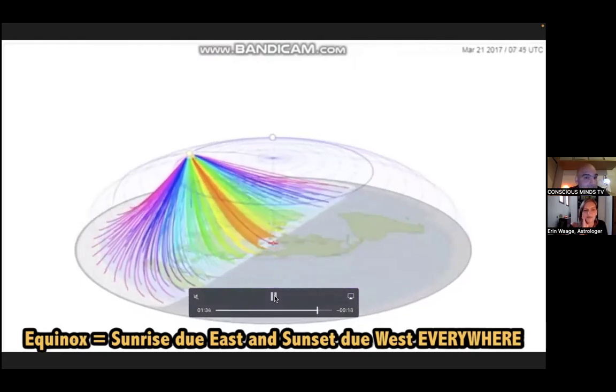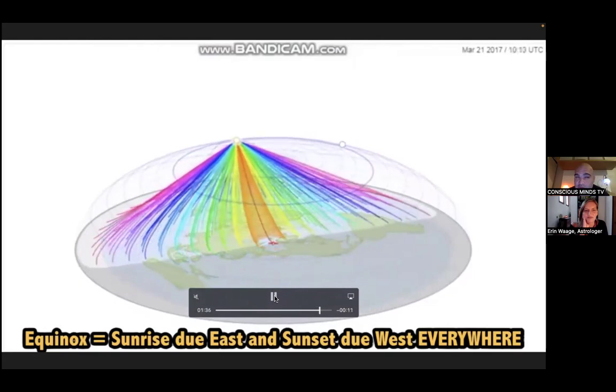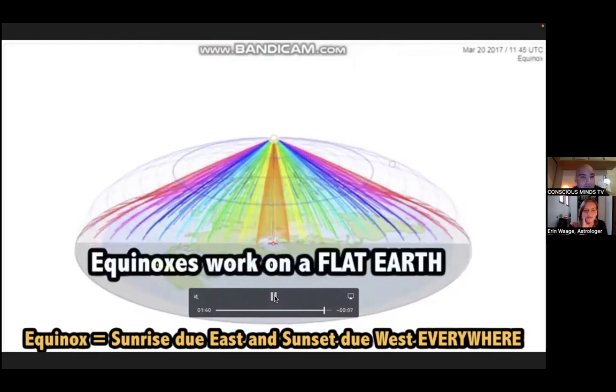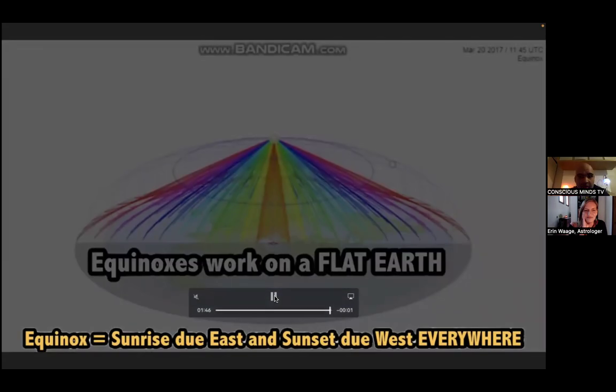So I hope I've managed to explain it well. It is a bit confusing, like I said, for newcomers. It took me a long while to get my head around all of this stuff. But basically, that's just an explanation of how the poles work on a flat Earth, depending on where you are on Earth.